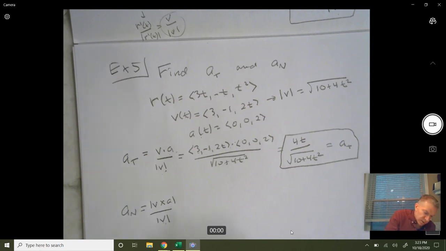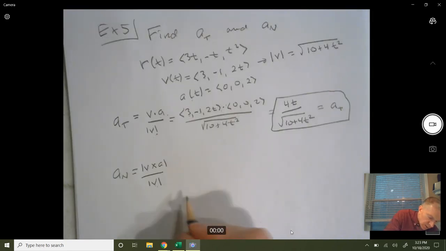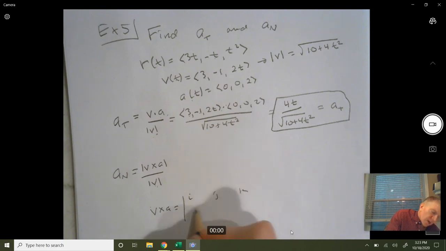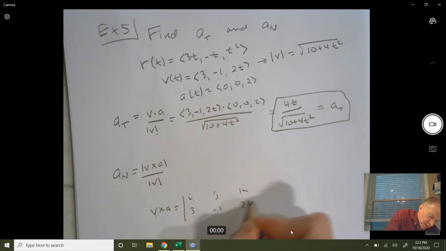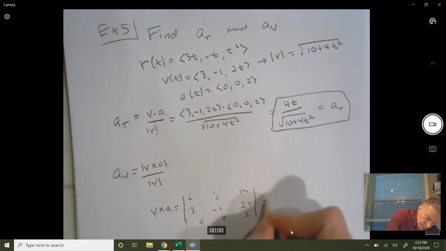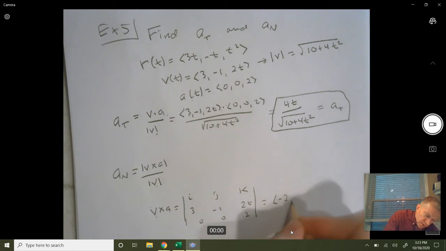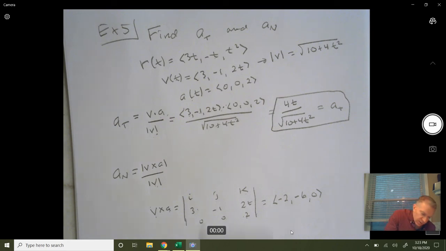The normal component of acceleration, okay, we've got to do this cross product. V cross A is equal to I, J, K, and we've got 3. The V is 3, negative 1, and 2t. The acceleration is 0, 0, 2. So this vector, the cross product, is I times negative 2. The J is going to be 6 minus 0, but it's the J, so negative. And the K is going to be 0 minus 0.